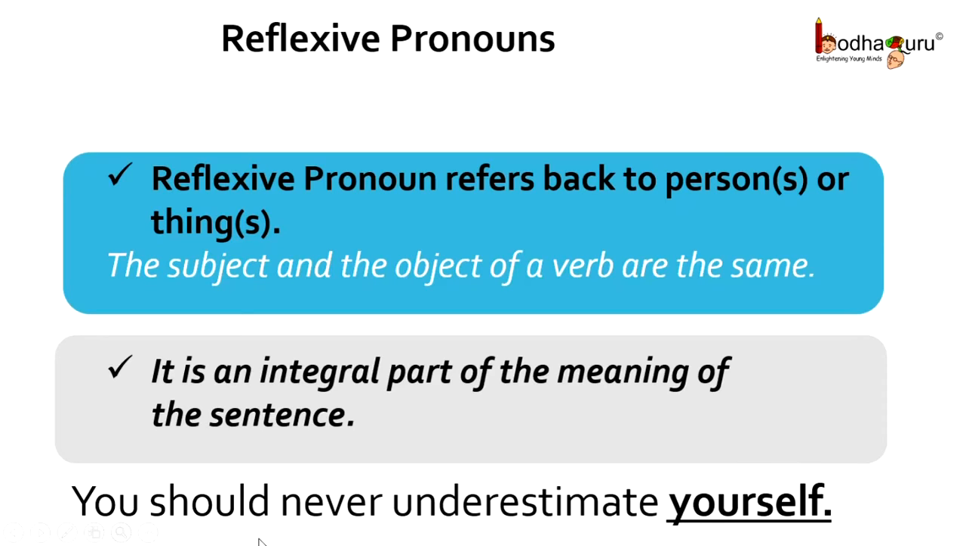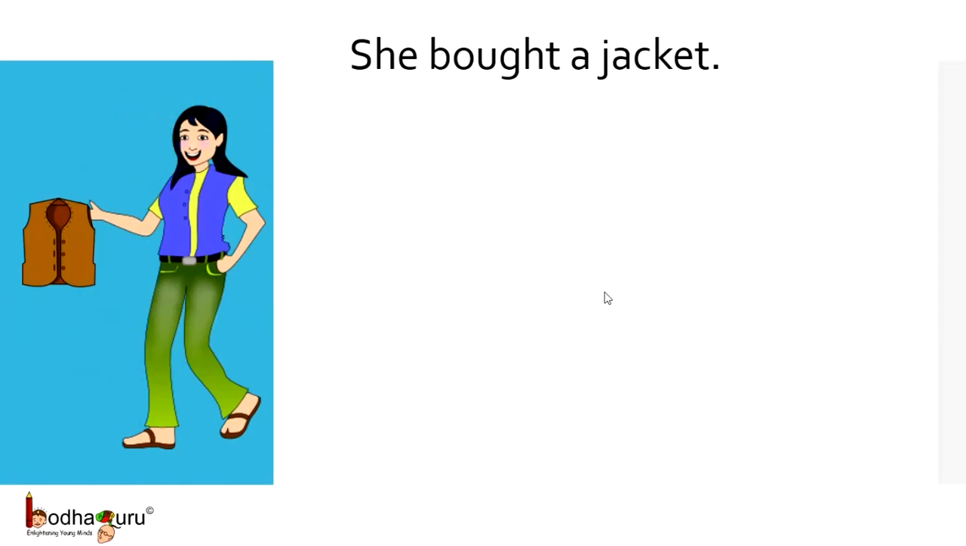For example, you should never underestimate yourself. Now, if we drop the word yourself, it means you should never underestimate. This is an incomplete sentence. And if we change it to you should never underestimate him, then we see that this is the place of the object. And here the object is referring to the same person, you. So we can say this is an example of a reflexive pronoun.